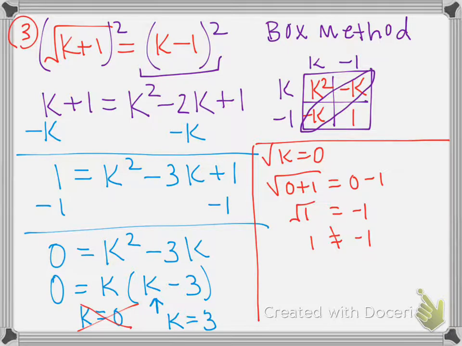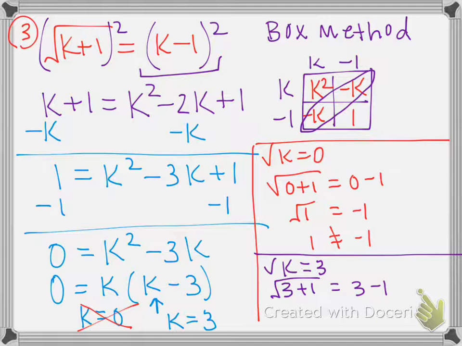Likewise, we're going to do the same thing with k is 3. So we're going to check k equals 3. Go back to your original, substitute that in. 3 plus 1, the square root of that, and 3 minus 1 on the other side. This is the square root of 4, which is 2, and 3 minus 2 is 1. So k equals 3 is our only answer for this problem.